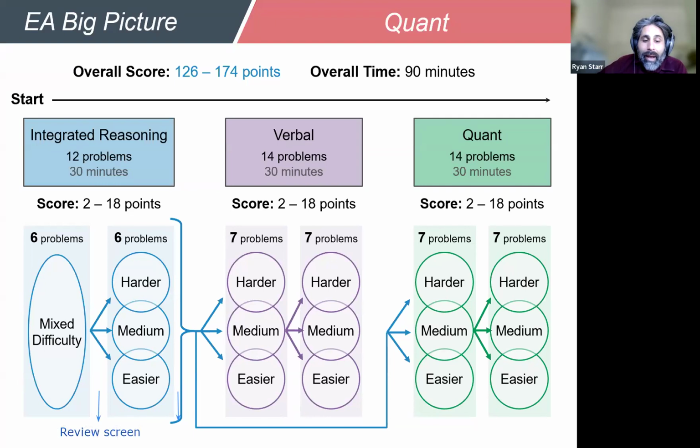Now, implicit in these gaps, but I want to make it explicit now. Verbal and quant go the same way. They have review screens in these gaps. The review screens show the same things. And similarly, you don't have to get to the second review screens to get your questions tabulated. The biggest difference in verbal and quant, aside from the number of questions, which instead of 12, as in the IR section, is 14, is that you can afford to miss more questions usually in verbal and quant and still come away with a decent score.